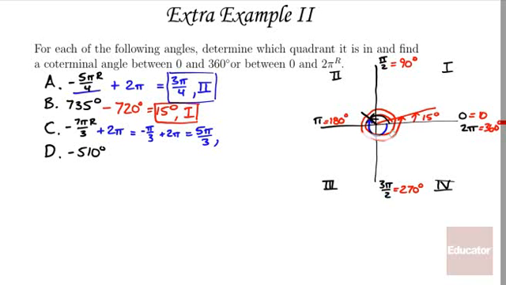Let me erase some of these extra angles. They're getting in our way. I'll show you where 5 pi over 3 is. If you go between pi and 2 pi, there's 4 pi over 3, there's 5 pi over 3, and so 5 pi over 3 is right there. That's clearly in the fourth quadrant.